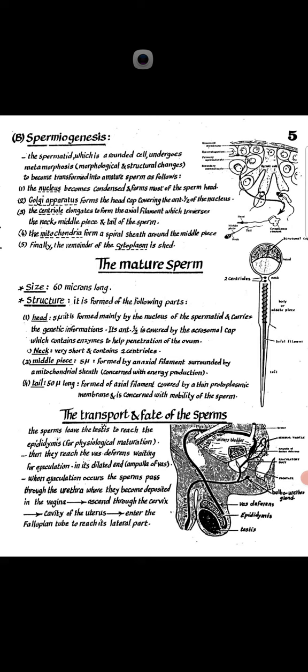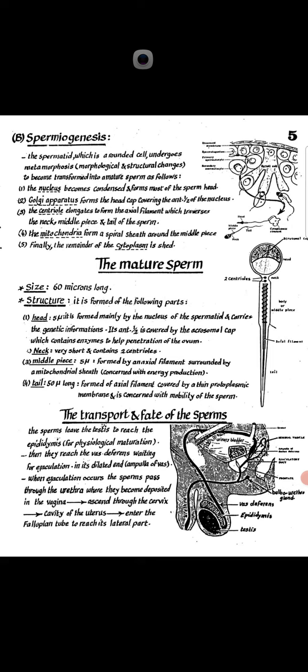Only the nucleus takes part in the zygote. In the zygote, from the mother, both nucleus and cytoplasm come. But from the father, only the nucleus of the sperm comes, not the cytoplasm, because the cytoplasm is shed. This is spermiogenesis. Now come to the mature sperm.